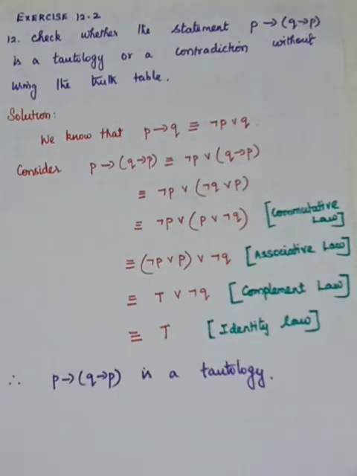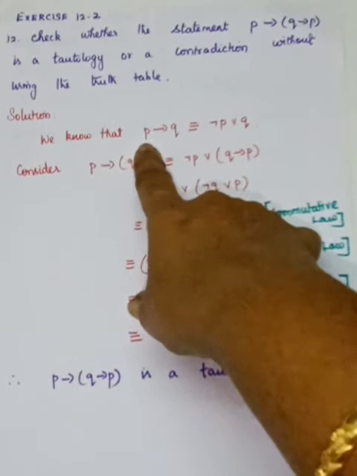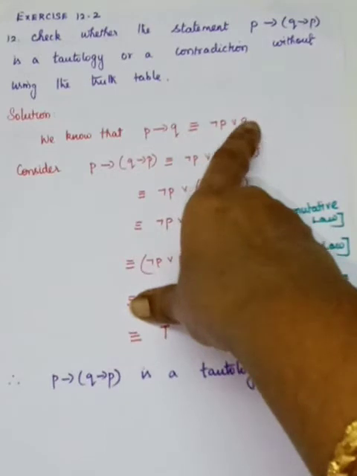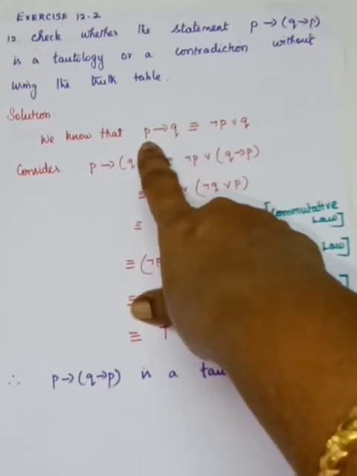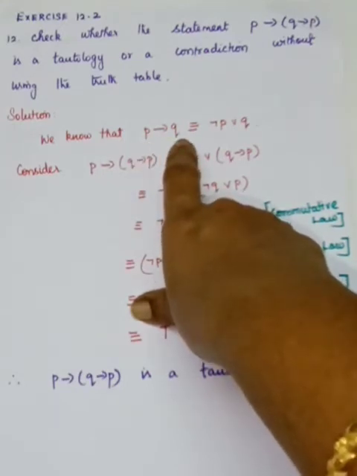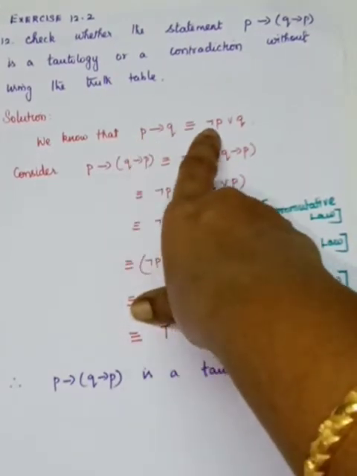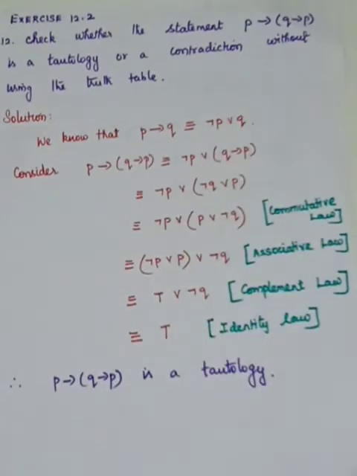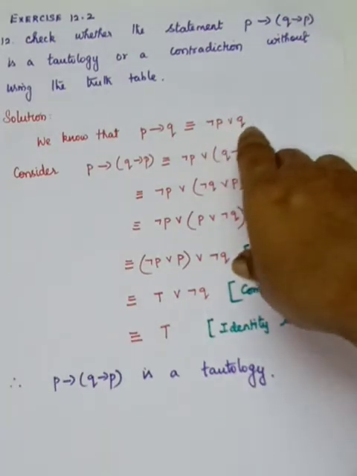So here we have the laws. Nine laws we have learned. Using the laws only, we have to prove this. Before that, you should know this: P implies Q is logically equivalent to negation P or Q. Here the first statement is P, the second statement is Q. So P implies Q, if P then Q, is logically equivalent to negation P or Q. So the first statement you write with negation, then OR, then the second statement.